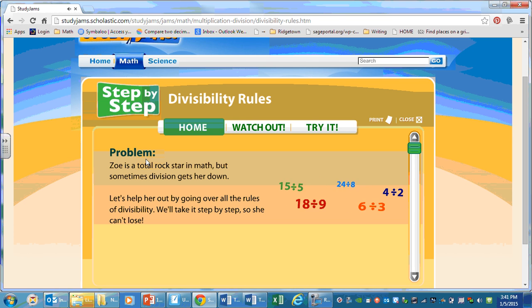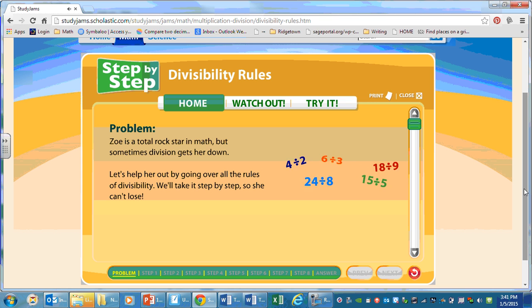Zoe is a total rock star in math, but sometimes division gets her down. Let's help her out by going over all the rules of divisibility. We'll take it step by step so she can't lose.